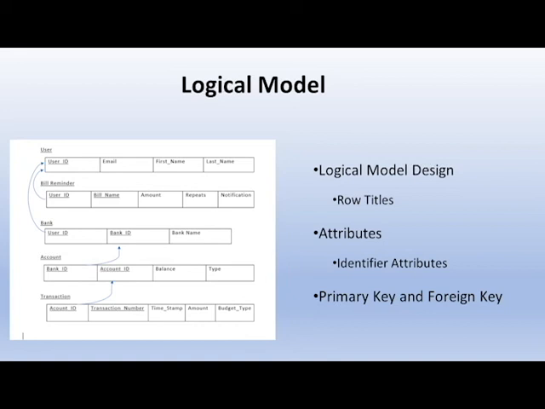And then bank would also have a foreign key of user ID and bank ID, and that would connect again to our user ID. Account would have a foreign key of bank ID and account ID going back up to a primary key in bank of bank ID. And finally, the transaction row would have foreign keys of account ID and transaction number, which would then go back up and connect to the account ID as a primary key in the account row.